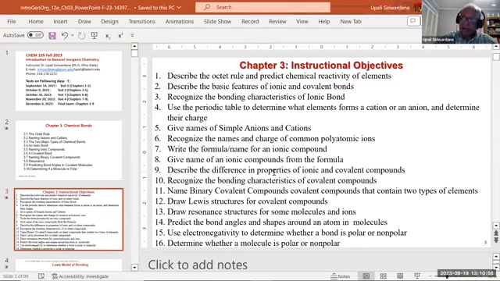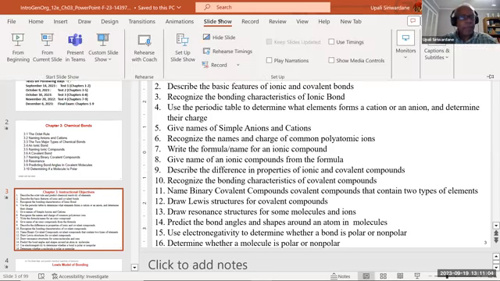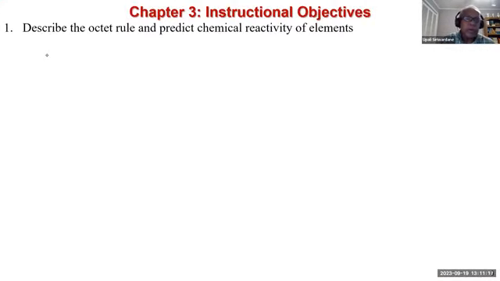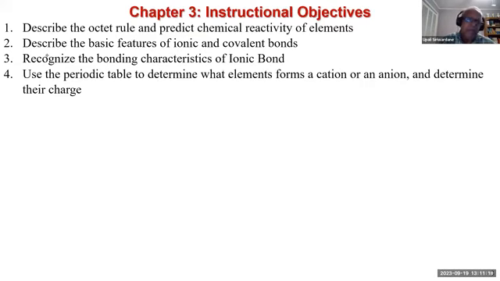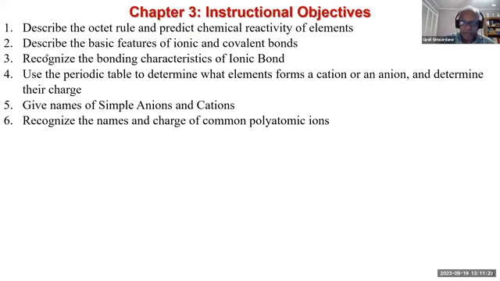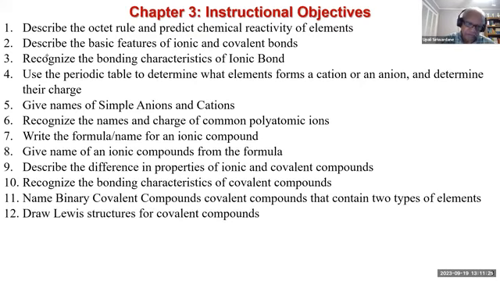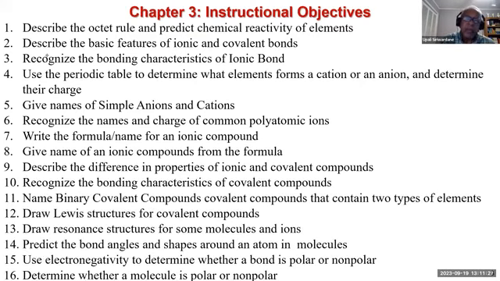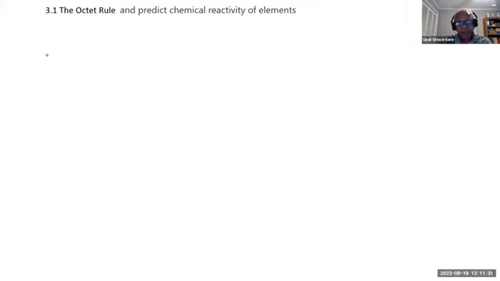Okay, instructional objectives. I'm not going to talk about them right now, but we will come back and look into them. These are the titles of the instructional objective subsections. So we're going to get into the octet rule right away. Octet rule and predicting chemical reactivity of elements. That's a subsection.